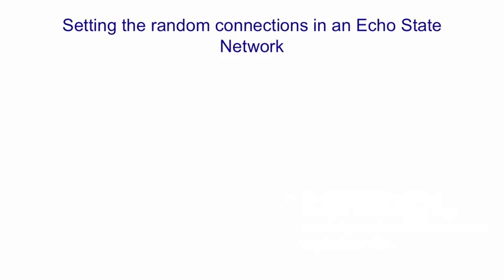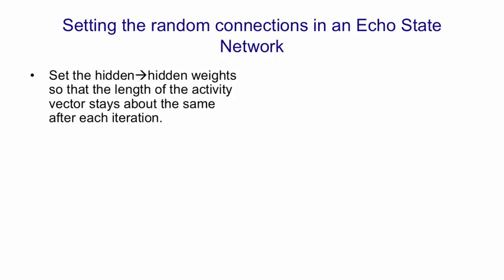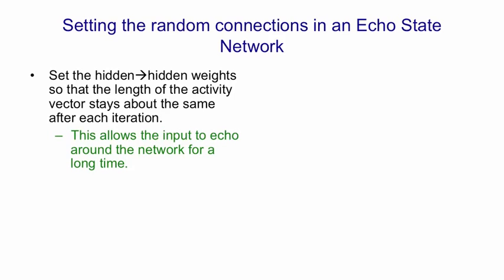So the way they set the random connections in an echo-state network is they set the hidden-to-hidden weights so that the length of the activity vector stays about the same after each iteration. For those of you used to linear systems and matrices, you're setting it so the spectral radius is 1. That is, the biggest eigenvalue of the matrix of hidden-to-hidden weights is 1, or it would be 1 if it was a linear system, and you want to achieve the same property in a nonlinear system. If you set those weights to be about the right magnitude, then an input can echo around in the recurrent state for a long time.